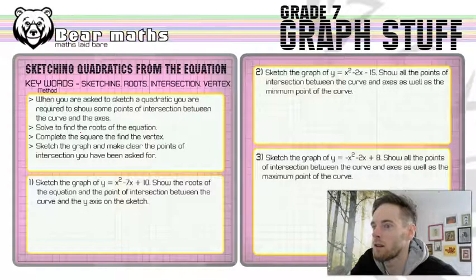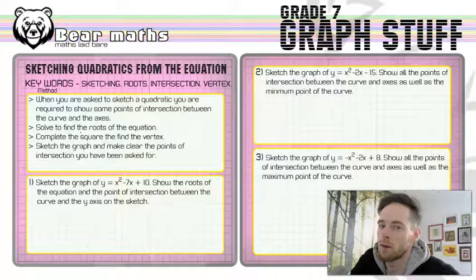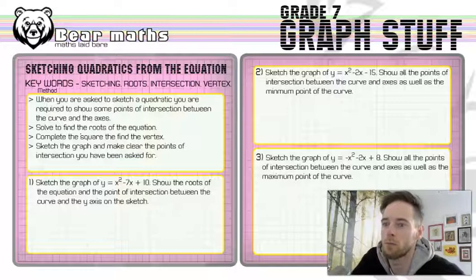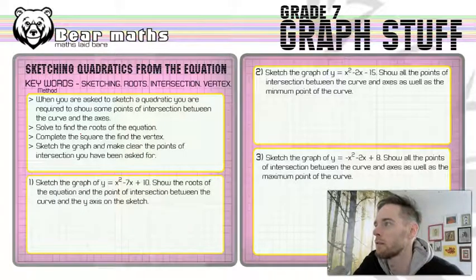Roots are where the graph goes through the x-axis. They are the solutions that we get when we solve an equation. Intersection is where two lines meet, or a curve and a line meet, and the vertex is the minimum or the maximum point of that given curve.